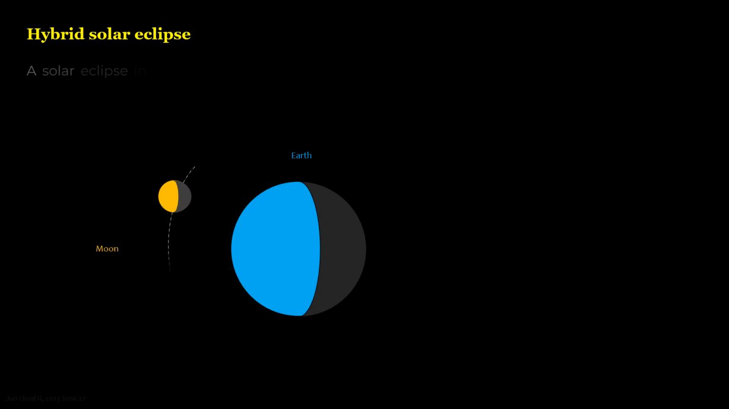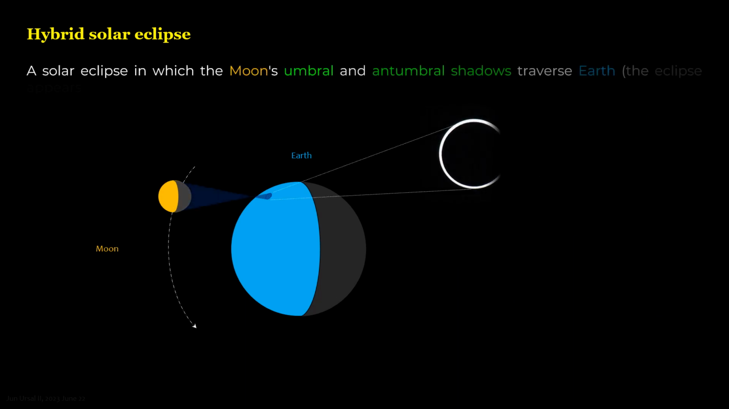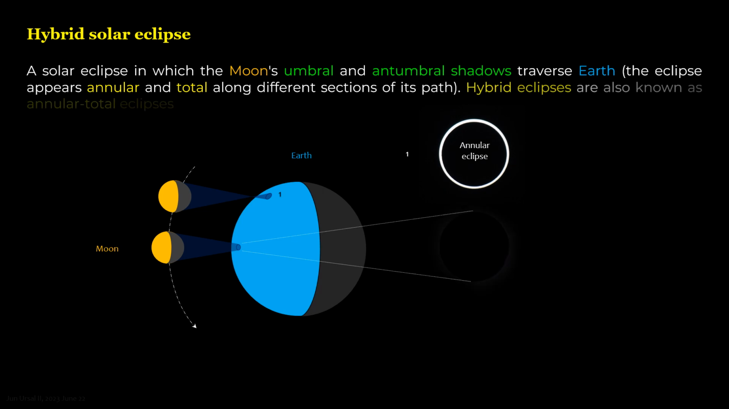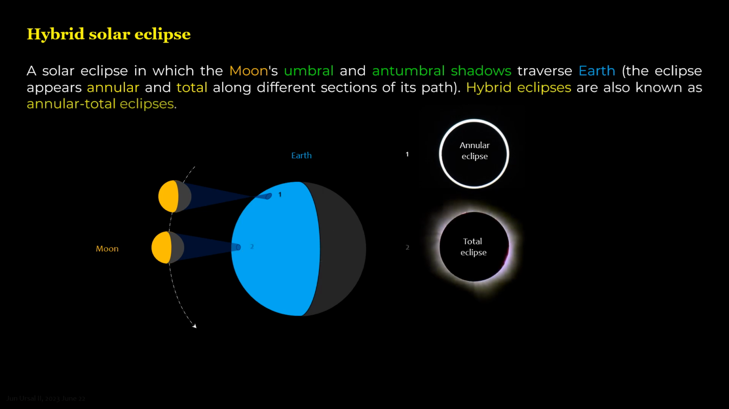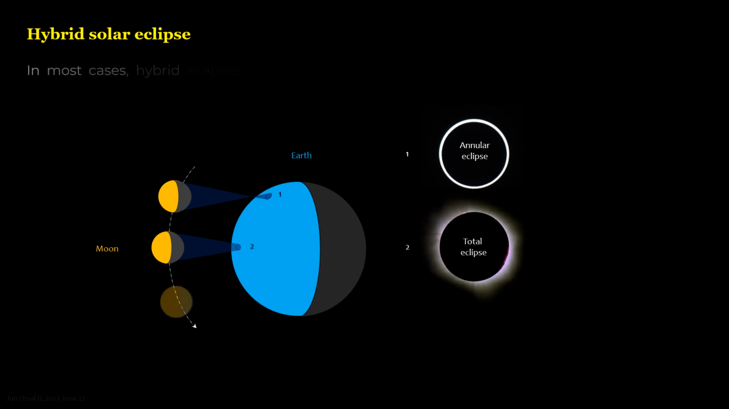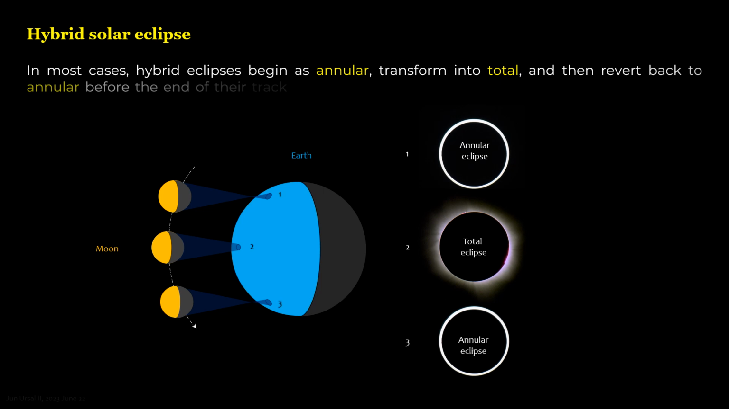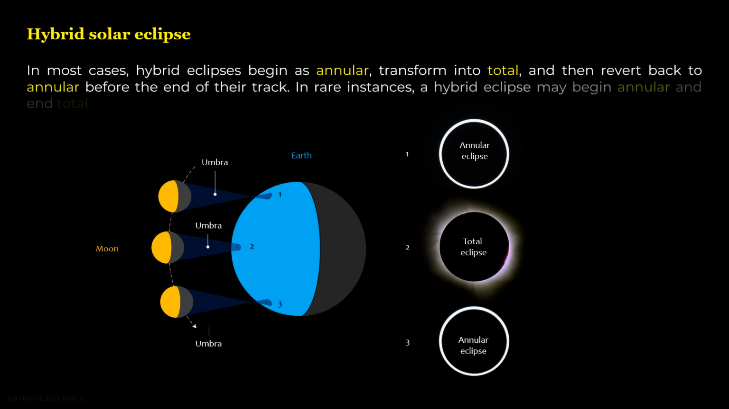A solar eclipse in which the moon's umbral and antumbral shadows traverse Earth appears annular and total along different sections of its path. Hybrid eclipses are also known as annular total eclipses. In most cases, hybrid eclipses begin as annular, transform into total, and then revert back to annular before the end of their track. In rare instances, a hybrid eclipse may begin annular and end total, or vice versa.